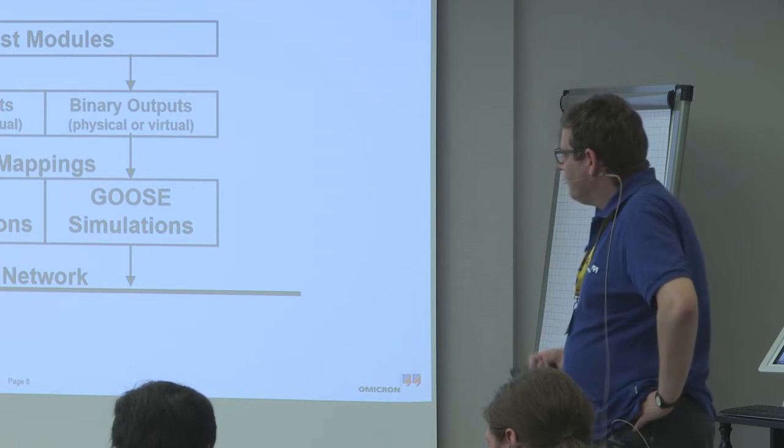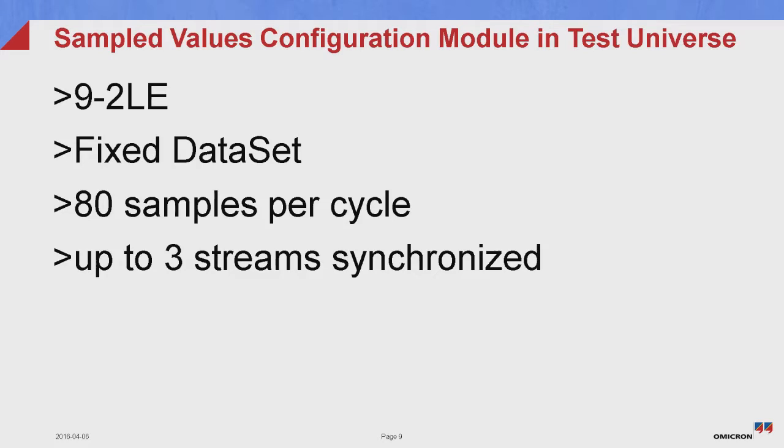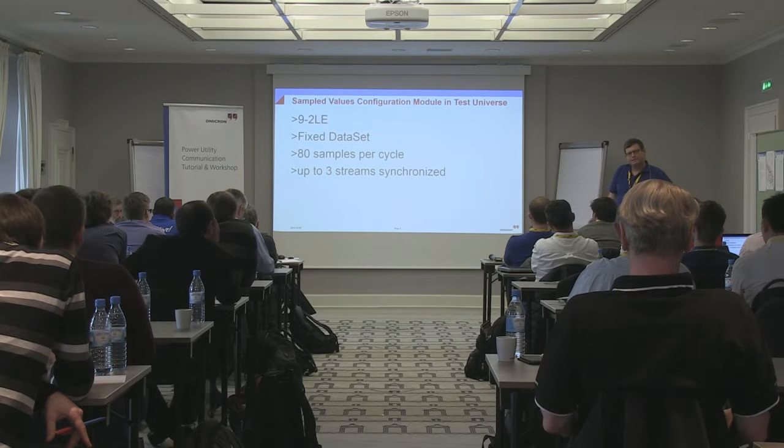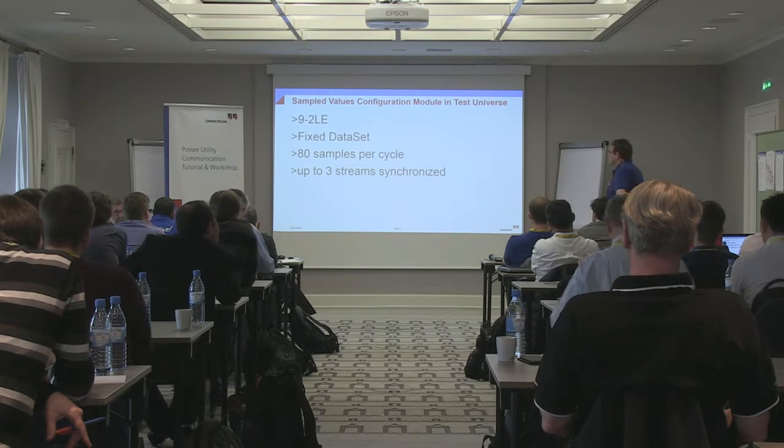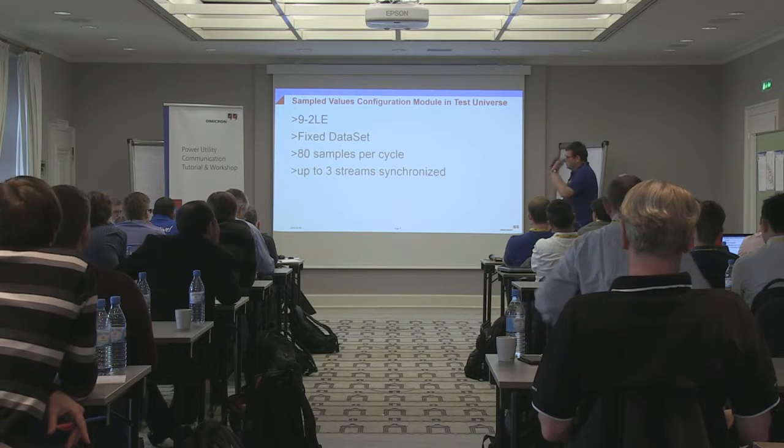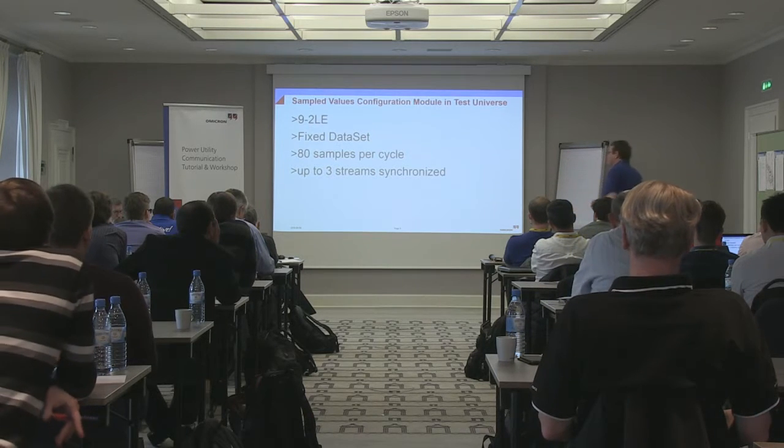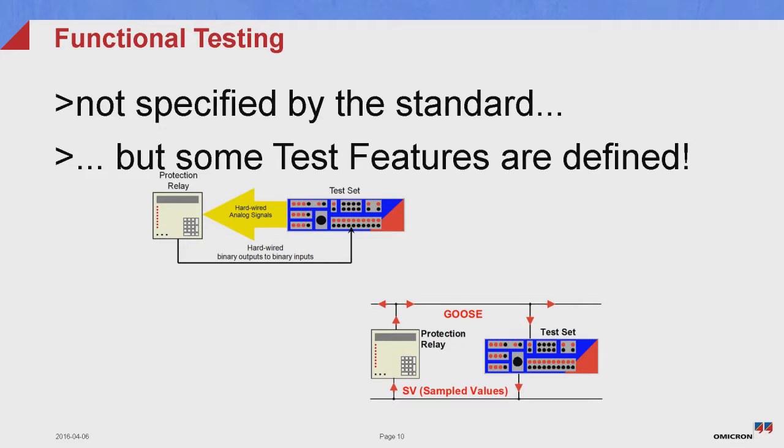This is something we have there, and this is also available for the sampled values, where we can publish sampled values over the network, and you can use them for testing. You remember the picture Fred showed you. So this is the 9-2LE that is supported, and we can issue the sampled values as we issue the conventional analogs. So this is something that has existed for a long time, but now let's look into what we are calling functional testing. We have to understand how I perform protection testing now.